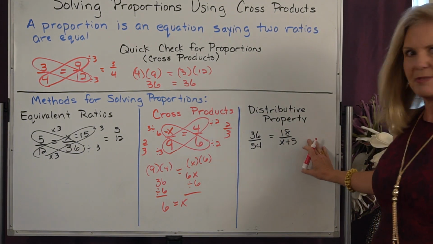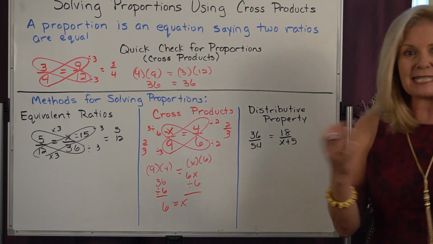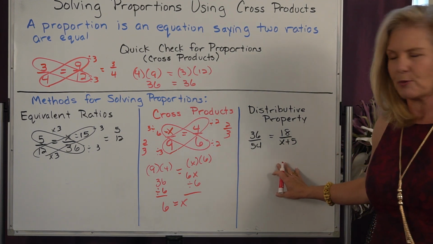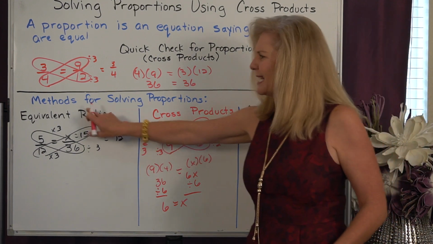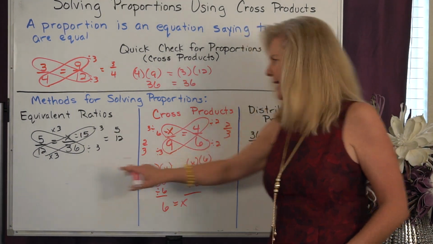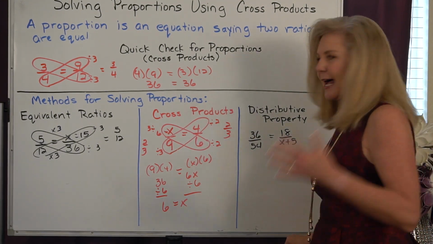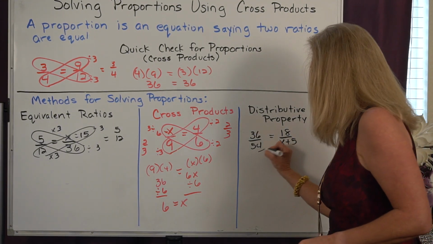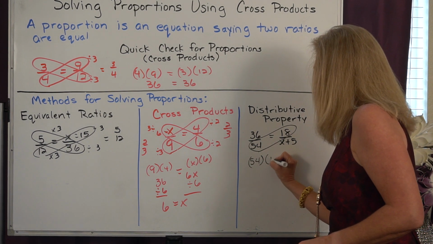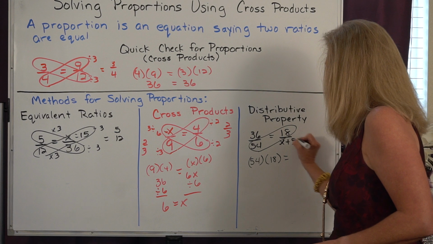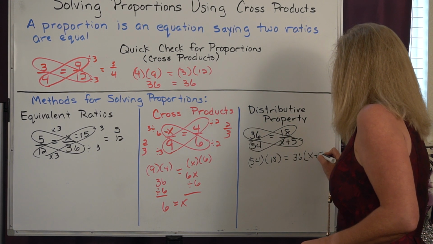Now, sometimes they're going to build on it and make it look a little bit more complicated. But we still use the concept of cross products. Once we start to get to these more complicated ones, we really can't use equivalent ratios anymore. So we have to go to cross products. Once again, I'm going to build an equation. I'm going to do 54 times 18 is equal to 36 times x plus 5.